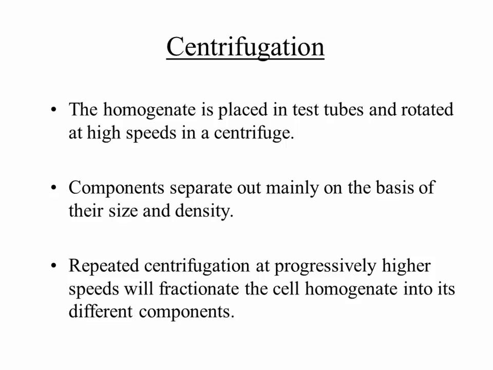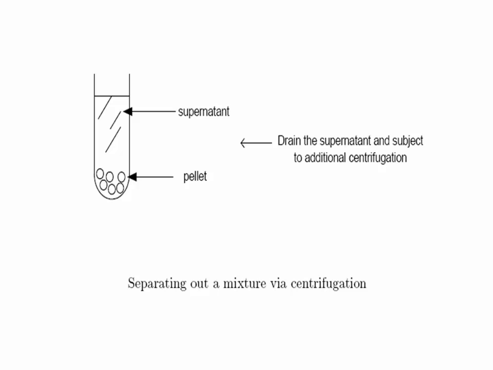And what you can do is, once one component is separated out, you can collect it. You can take it out from the test tube. Then whatever is left behind, which is called the supernatant, you centrifuge again at a different speed, right? Again, achieve some more separation. So you can do progressive centrifugation at higher and higher speeds, and you can separate the cell homogenate into its different components.